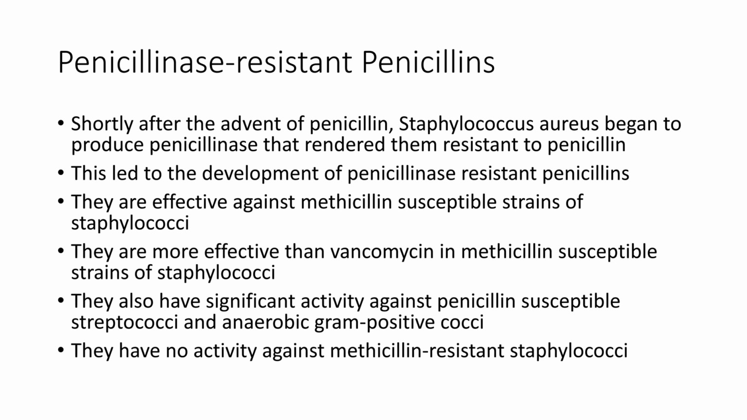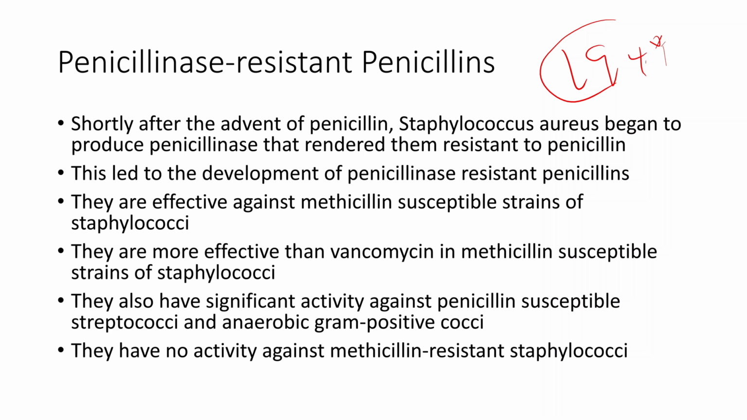Then penicillinase resistant penicillin. If you remember the history, in the early 1940s, penicillin was discovered in 1942, but we started using it around 1944. It came out as a drug in around 1944. Within less than 2 years, Staphylococcus aureus became resistant to natural penicillin. Why? Because they started to produce penicillinase.